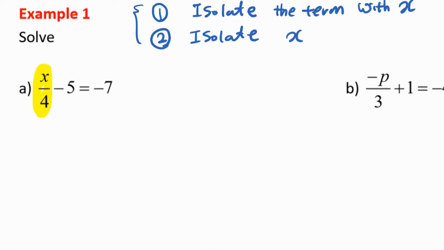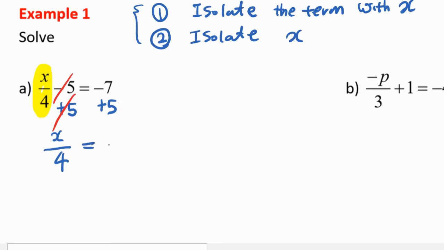To isolate x over 4, we have to remove minus 5. To remove minus 5, we have to do the opposite, the inverse operation, on both sides. Remember, whatever you do on one side, you have to do the same thing on the other side. So I'm adding 5 to the left-hand side, and I have to add 5 to the right-hand side. Minus 5 plus 5 cancelled, and I have x over 4 isolated.